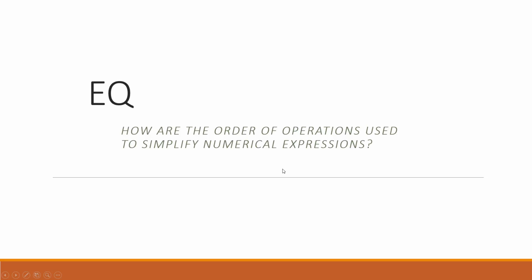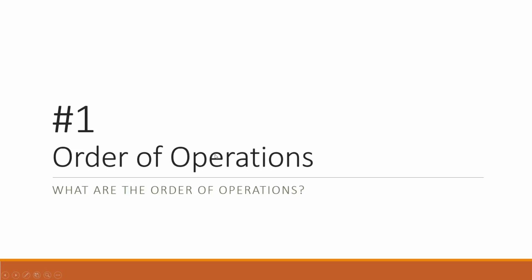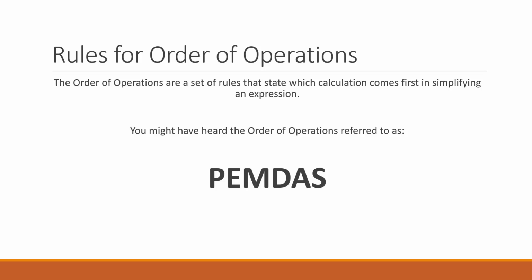So our essential question is, how are the order of operations used to simplify numerical expressions? So first, what are the order of operations? So the rules for order of operations.